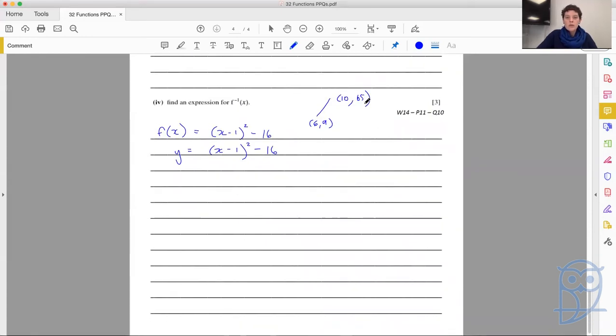That's just the piece we're working with, but it's still a quadratic, so we're still going to work through the same steps. For the inverse, swap those around. x equals (y minus 1) all squared minus 16. So x plus 16 equals (y minus 1) all squared. Plus or minus the square root of x plus 16 equals y minus 1. So y equals 1 plus or minus the square root of x plus 16.